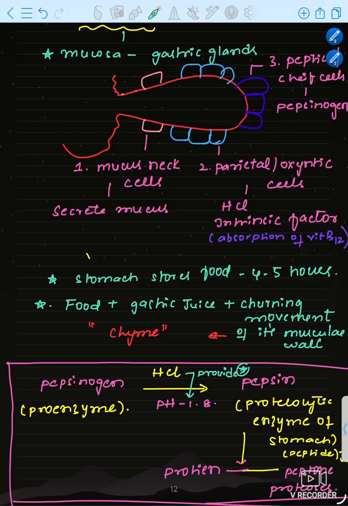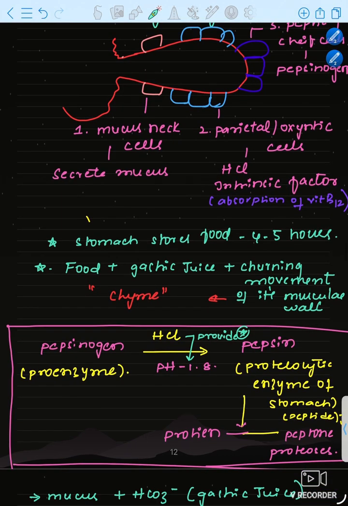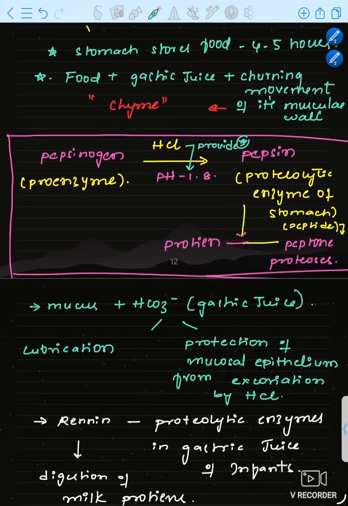Now you can see the food, the masticated bolus, and gastric juice and churning movement keep on churning with its muscular wall. See, the stomach has a muscle layer, of course, that is a smooth muscle layer. So food, gastric juice, and churning movement produce chyme. Food becomes chyme, the bolus will become chyme in the stomach.